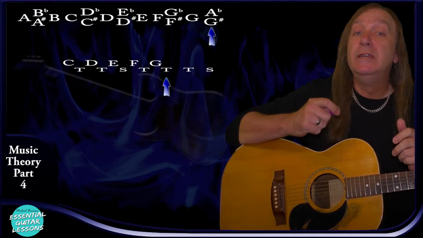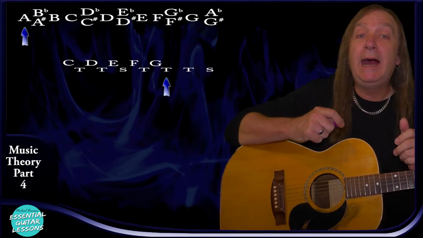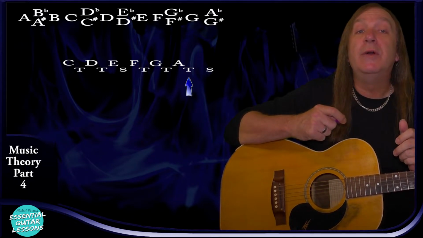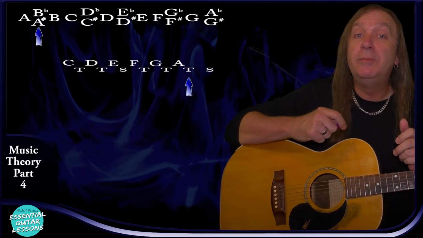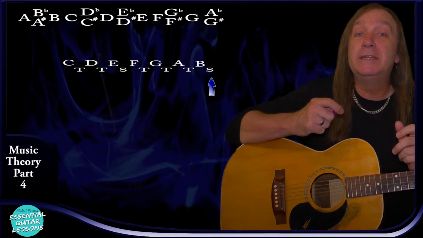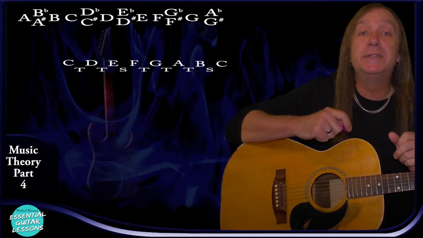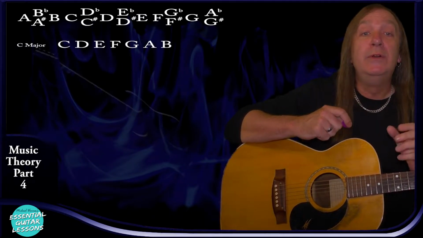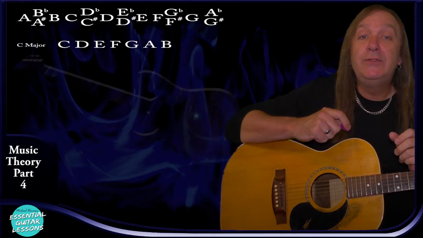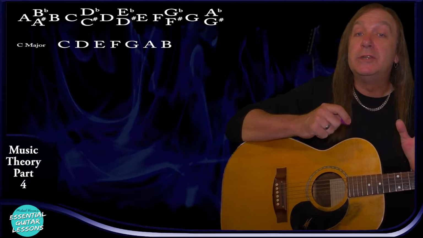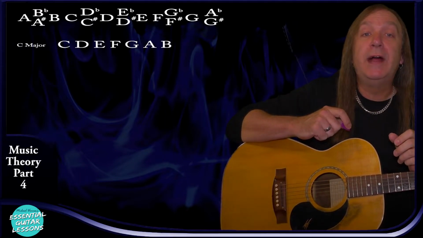So G, G sharp, we go back round to A. And then from the A, we want another tone. So A, A sharp to B. And then from the B we want a semitone, and that takes us back to our octave, our C. So that's the notes to the C major scale. C, D, E, F, G, A, B, and back to the C. So C major has no sharps or flats.